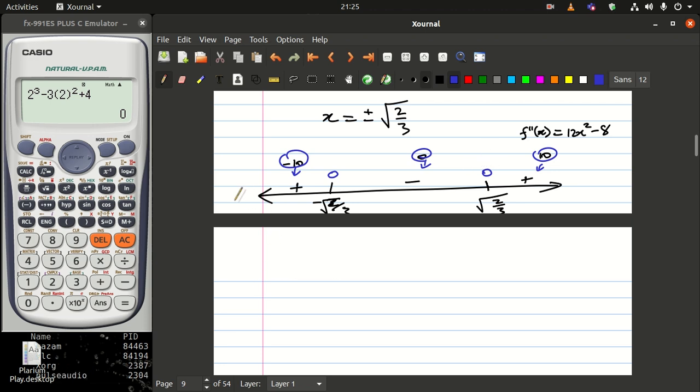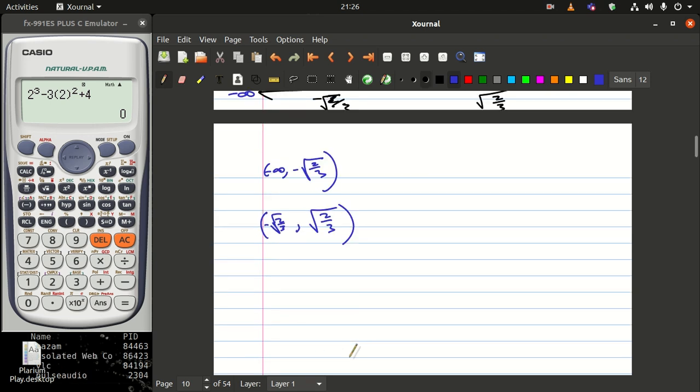So if you look here, because we're moving from negative infinity to positive infinity, we are at negative infinity and we're going to negative square root 2 over 3, and also moving from negative square root 2 over 3 to positive square root 2 over 3, and then we're also moving from square root 2 over 3 up to positive infinity.